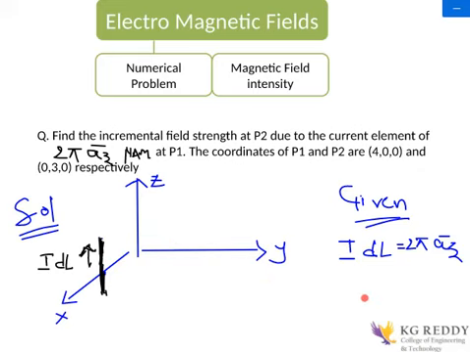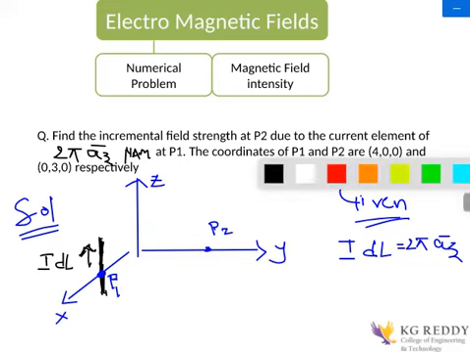If you see here, this is the point P1. In a similar way, there is a point P2, where we need to find the magnetic field strength. The point P2 is located at 0, 3, 0. It means that x is equal to 0, y is equal to 3, and z is equal to 0. So it is very simple: the point is located somewhere at this place. So this is the point P2.